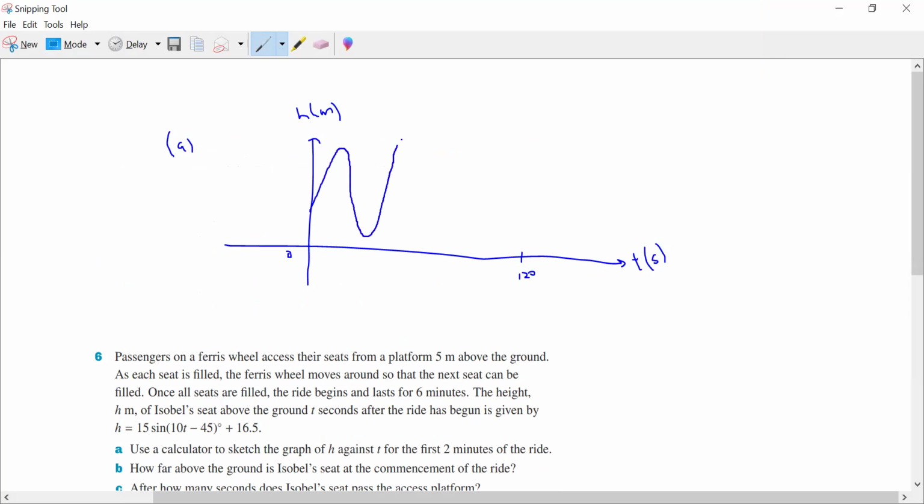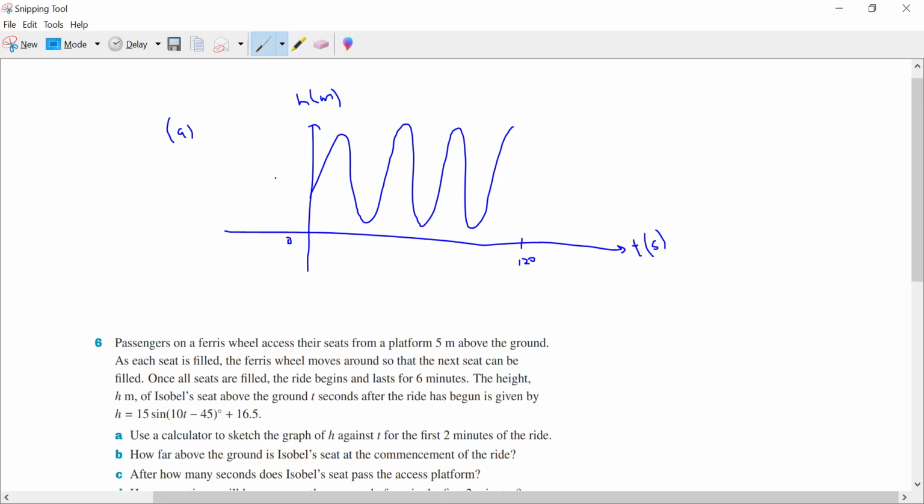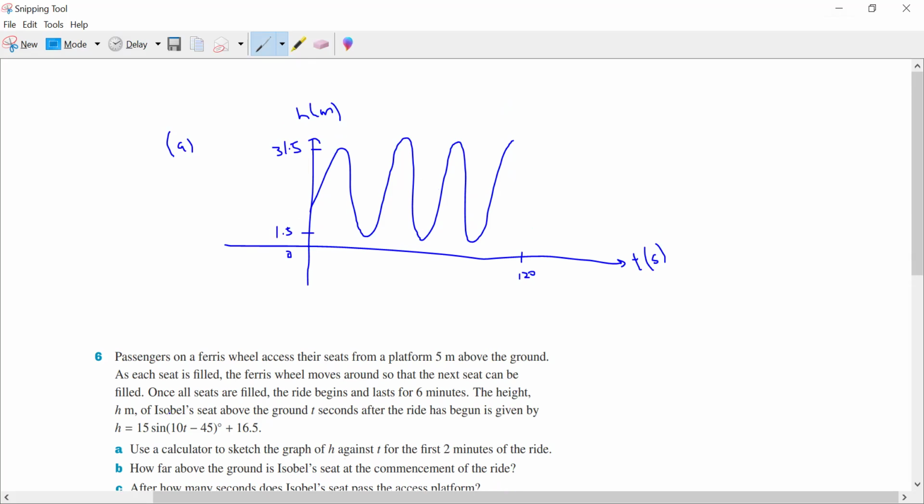1, 2, 3, and 4. In this case, if you want to find out what the maximum is, it's basically 15 plus 16.5, which is 31.5. That's the maximum. And the minimum is just 1.5. So this would be 1.5. How I got 31.5 is just 15 plus 16.5, which is 31.5. And then the minimum is just 16.5 minus 15, so it's 1.5.